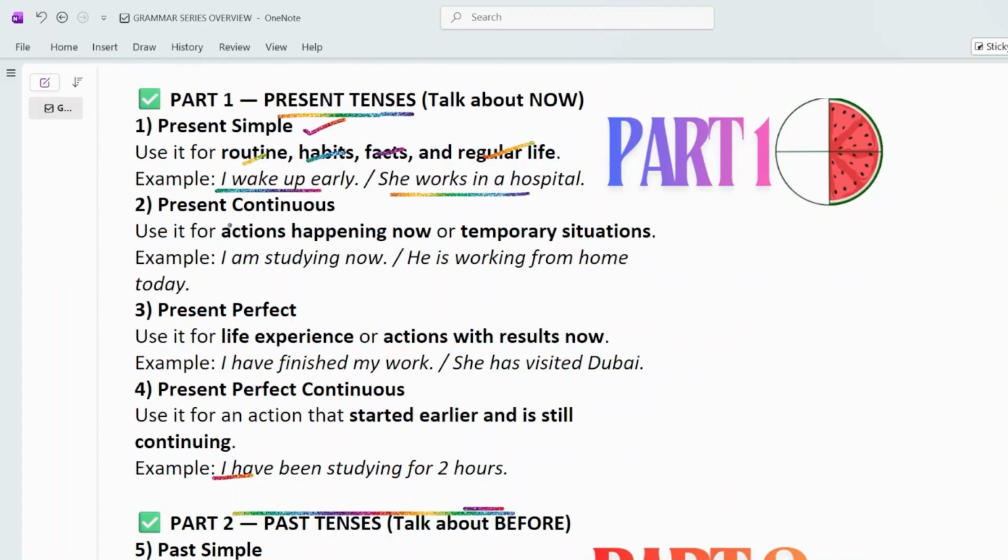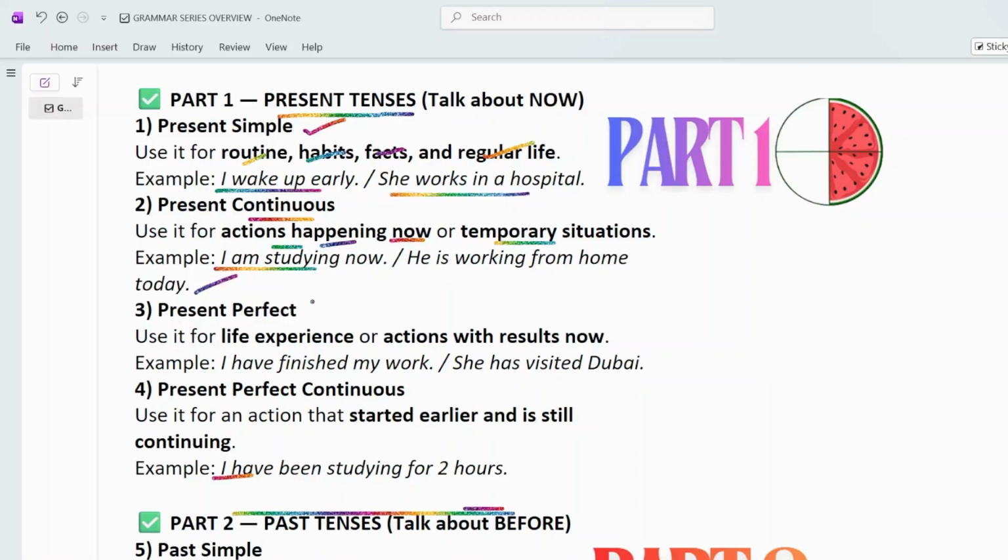Okay. Now, the next tense in reference to the present tenses is the present continuous tense, which is used for actions that are happening now or temporary situations, not permanent ones. For example, I'm studying now, he is working from home today. Okay, these are just examples.